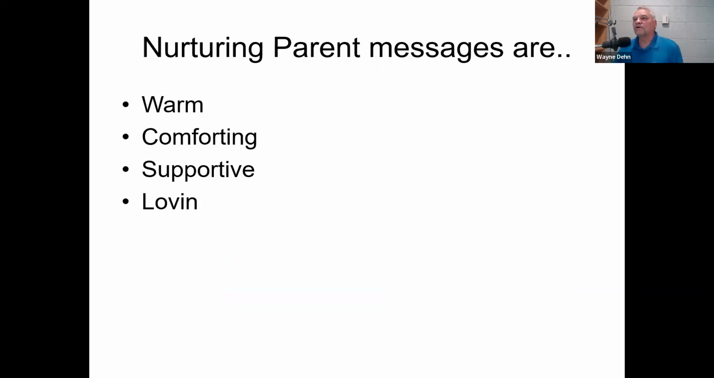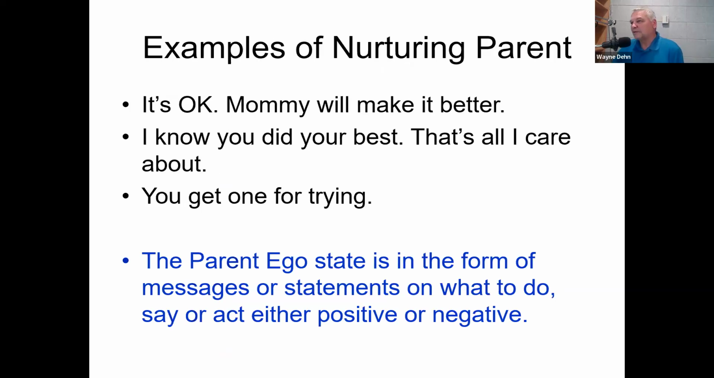All right. So nurturing parent messages are warm, supportive, comforting, kind of loving. "It's okay, mommy will make it better." "I know you did the best you can. That's all I care about." "You get one for trying." That parent ego state comes in the form of messages or statements on what to do, what to say, or how to act in either a positive or a negative manner.